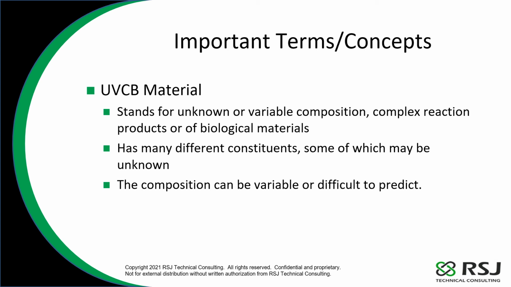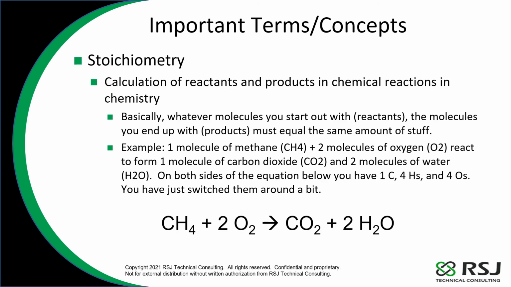First, let's talk about UVCB materials. UVCB stands for unknown or variable composition, complex reaction products, or biological materials, which is why we obviously call them UVCBs, because that was a mouthful. These materials have different constituents, and some of them may be unknown. The composition can be variable or difficult to predict. So these are sort of unique materials in the world.